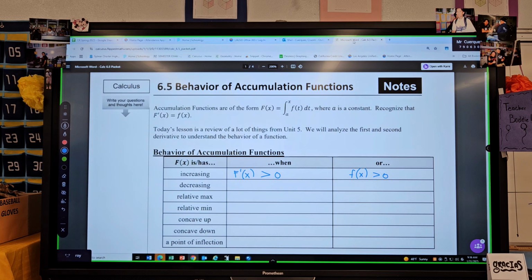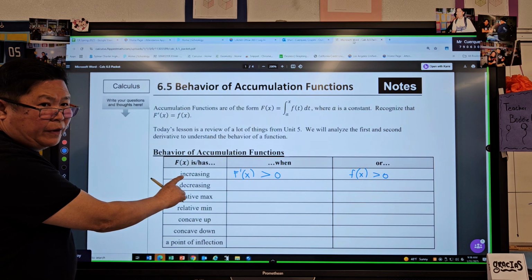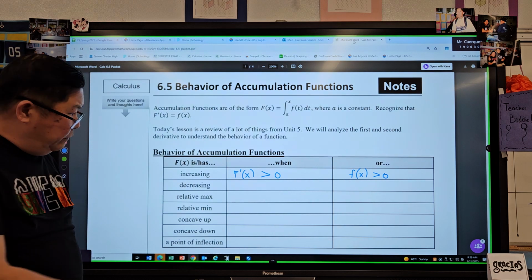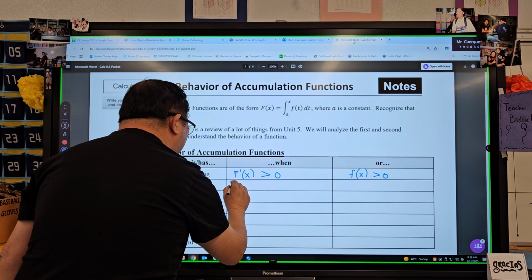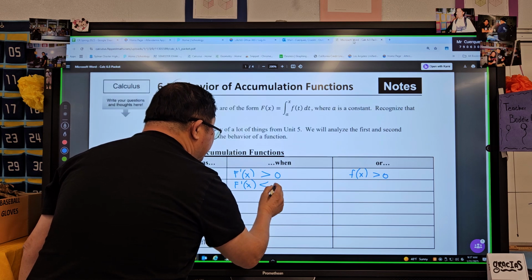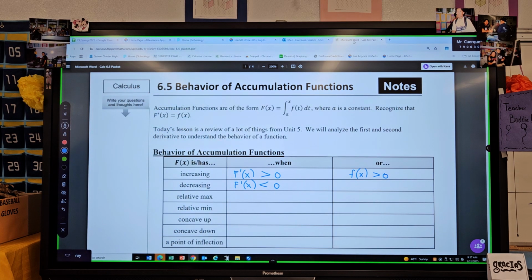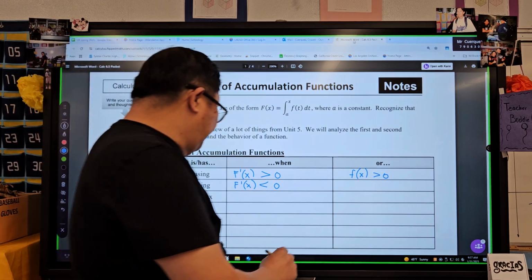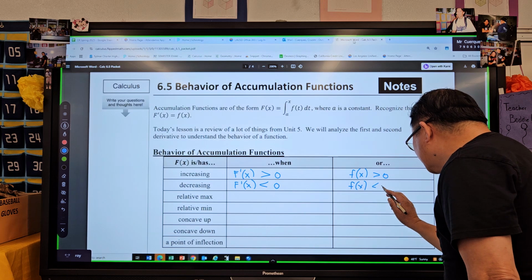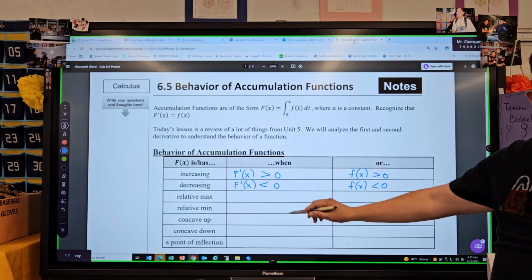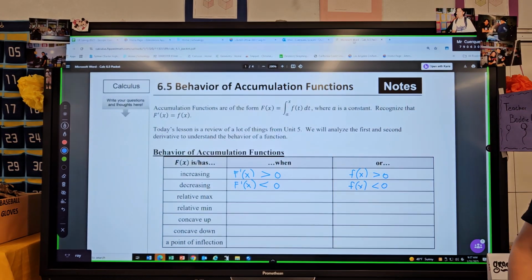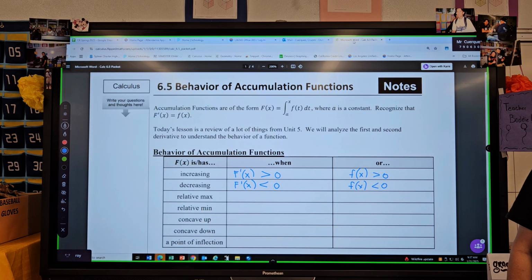Next. So, increasing function. Okay? When can we say that the function is decreasing? If F prime of x is less than 0, or f of x is less than 0. Okay. So this is how we determine whether the function is an increasing function or decreasing function. That's chapter 5 lesson. Okay.